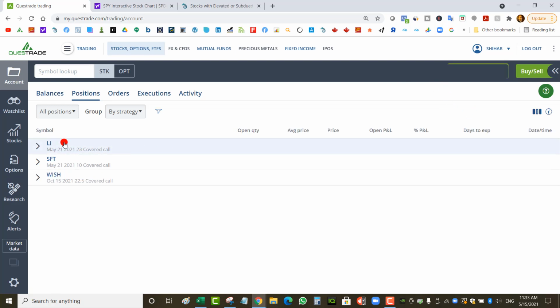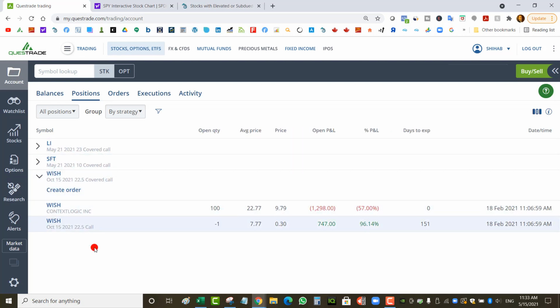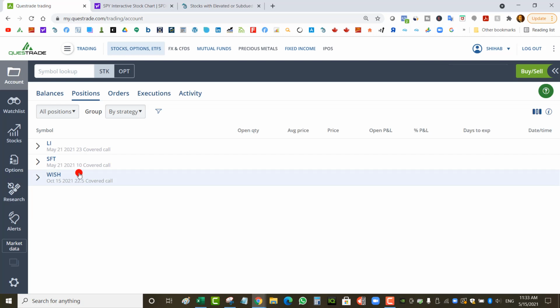And finally, in my RSP, I've got 3 covered calls: LI, Shift, and Wish. So this one, forget this one. This one's doing terrible. But as you can see, I'm making $740 on the covered call, but my cost on the whole trade is $15, and the stock is at $9. So that's not good. But definitely what I'm going to do next is sell a covered call at a 15 strike. I'm not going to sell at a 22.5 strike. I'm going to bring it down to 15 and just try to recover this trade.